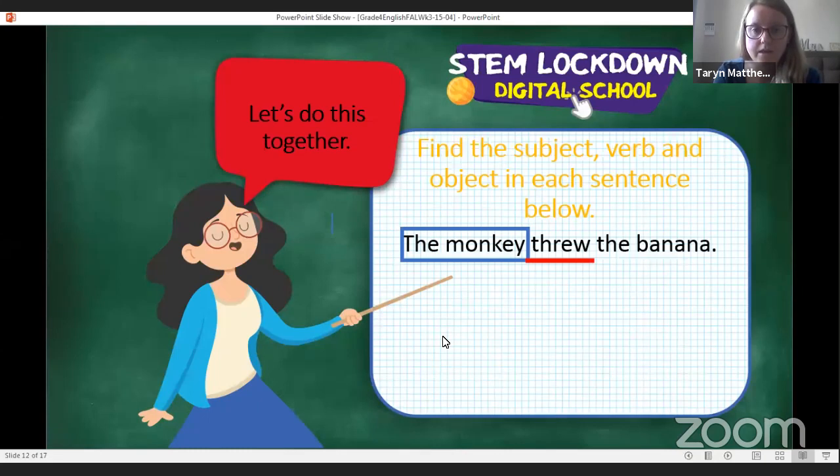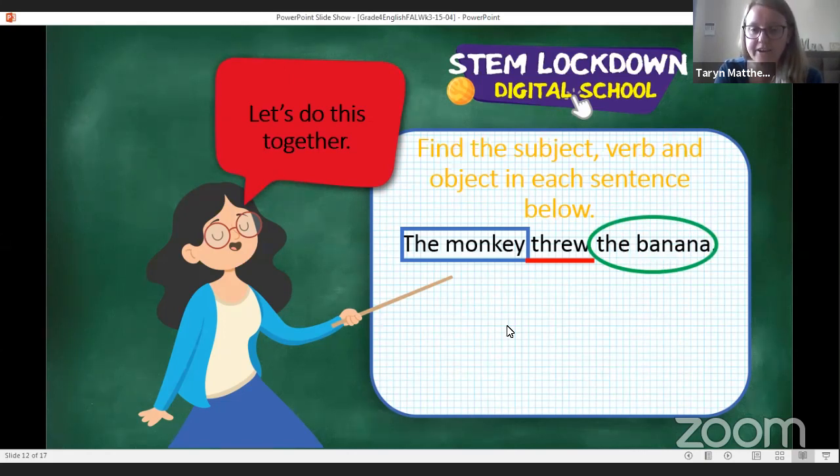Because what is the monkey? Is that a verb? No, it is a, yes, good. Now, what was the object? So what did the monkey throw? Good, Jenna. Lunami's got it. Dante, good. Oh, banana. And the lady. Okay, so definitely my object is the banana.